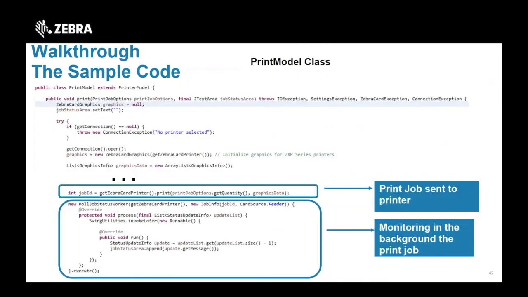So here again it goes to the printer model, where you are sending the print job to the printer using your ID. You capture this, so you will get the job ID, a number from the Zebra card printer print, which returns an integer, and from there, depending on the integer, you will know the status of the printer at that moment. What you do after that is send the job ID to the poll job status worker, and that will control your status during the printer process.